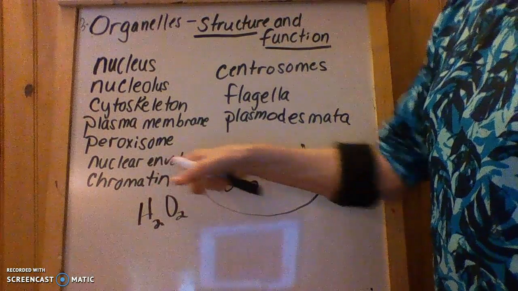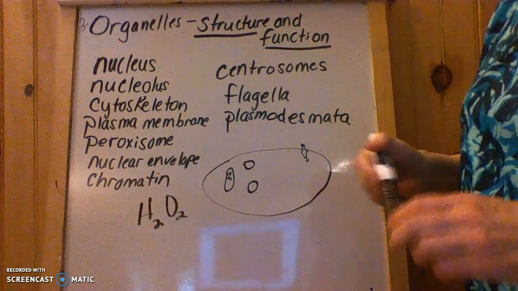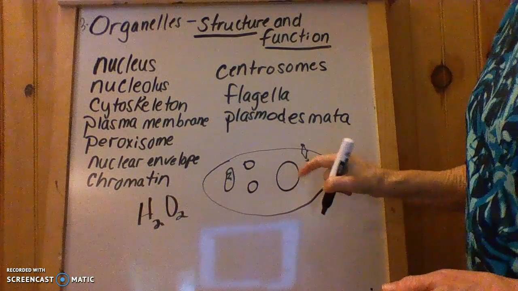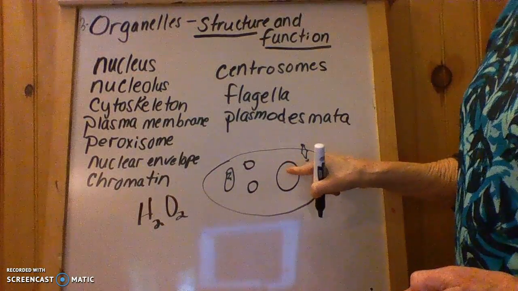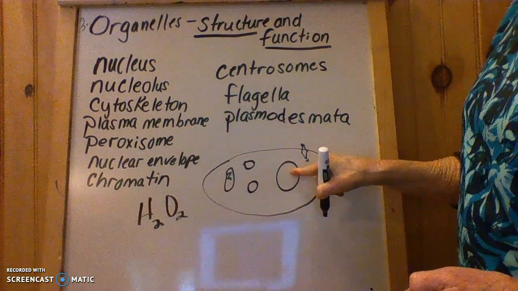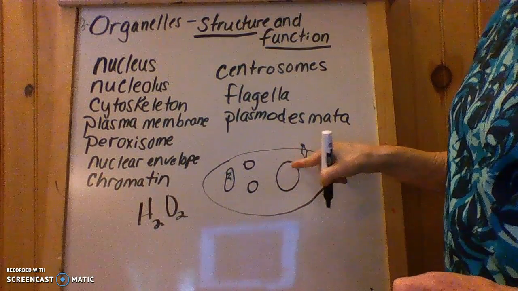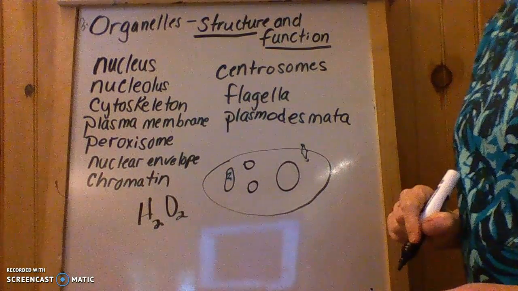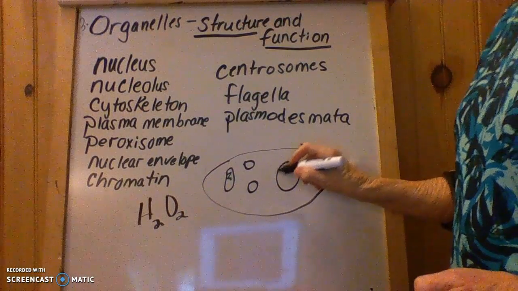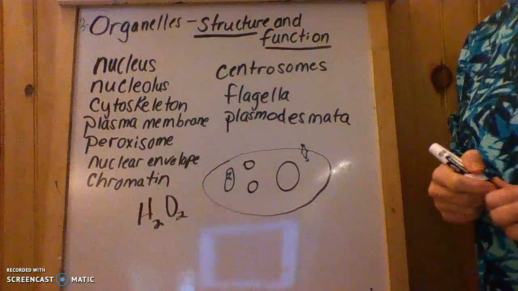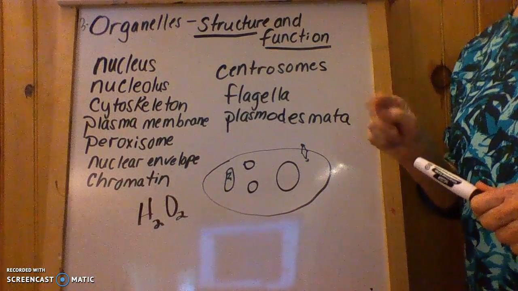The nuclear envelope is a better term for the membrane that surrounds the nucleus. So we have the nucleus, the nucleolus would be inside of this, and then we have a plasma membrane or the nuclear membrane around this. But the nuclear envelope is actually a little bit better term to use for that membrane that's around that. Especially in cell division, we talk about the nuclear envelope breaking apart.